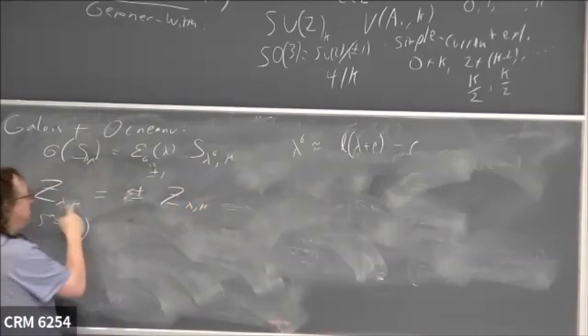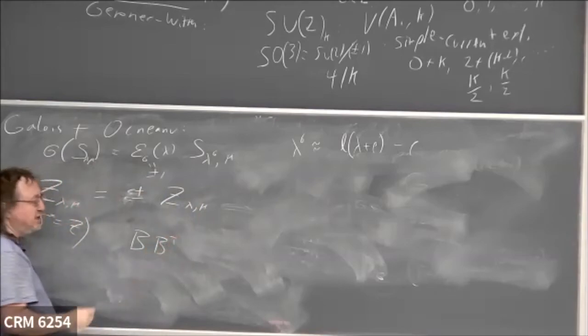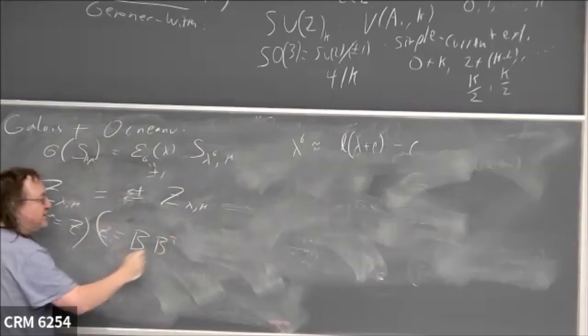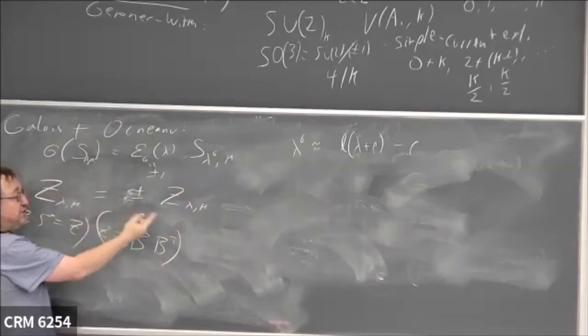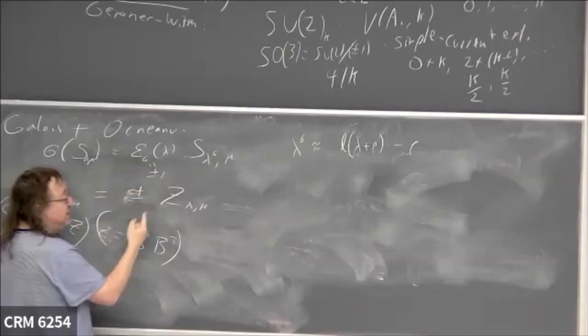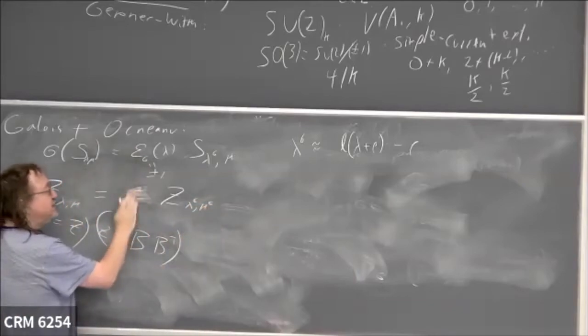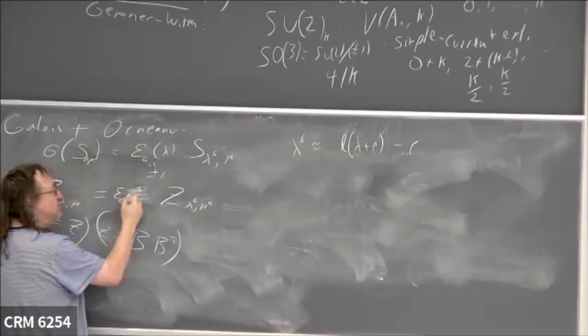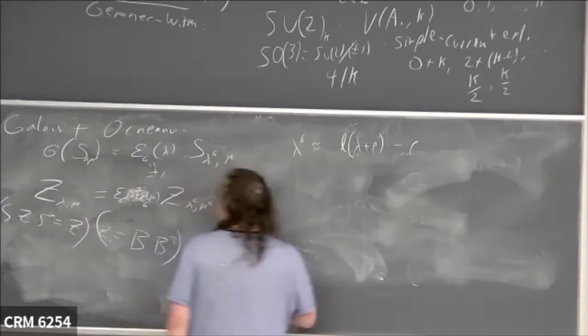The modular invariant here is going to be something like your branching rules times your branching rules transpose. That's what Z is going to look like in our case. But more generally, anytime you have something that commutes with the S matrix, there's going to be a symmetry that you can exploit. So you're going to get a sigma and a sigma here. And this sign is going to be the product of the two epsilons. Okay.